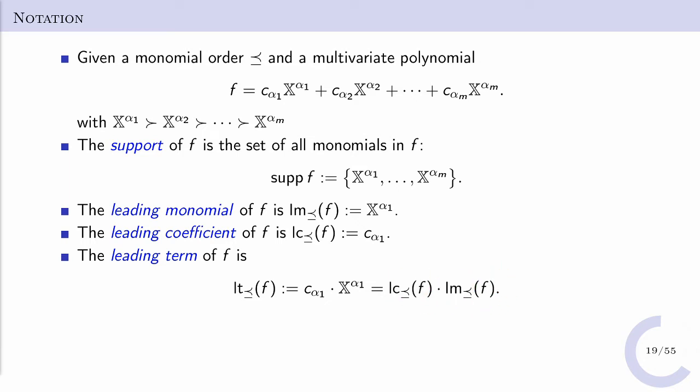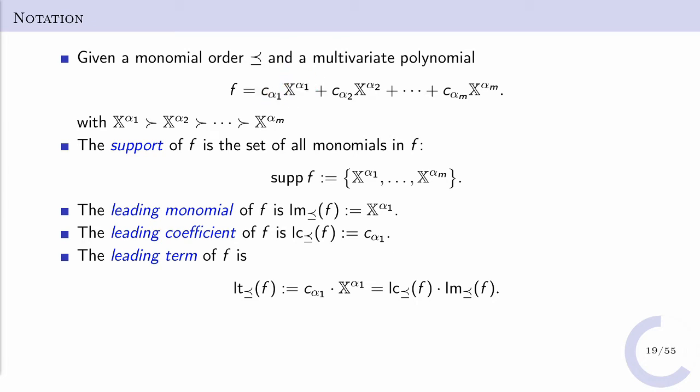So the terminology is the following one: x^alpha, so x1^alpha1, x2^alpha2, and so on. The product of all of them is called a monomial. If we multiply it by a coefficient, we call it a term. So this is a term and this is a monomial.